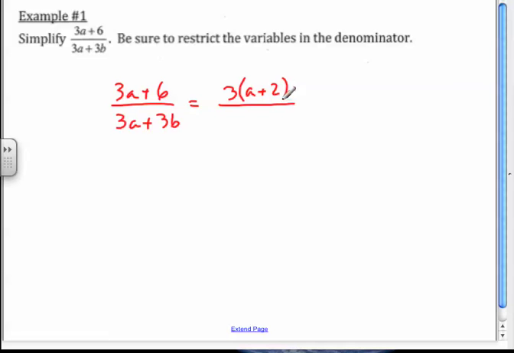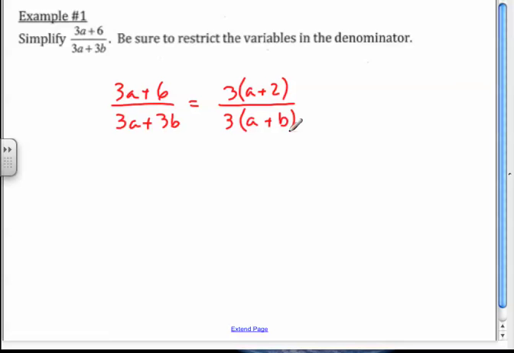Since we spent a unit on this, I'm hoping that the first thing that we look for to factor is something that goes into each of the terms in the denominator. Mark, do you notice anything that goes into each of the terms? 3 goes into each one. So we'll pull out a 3, and we're left with a plus b.